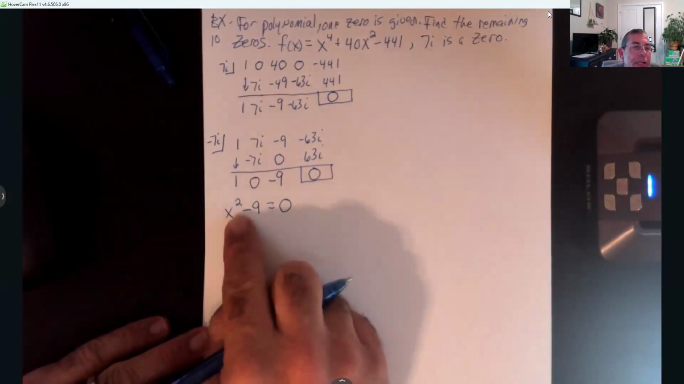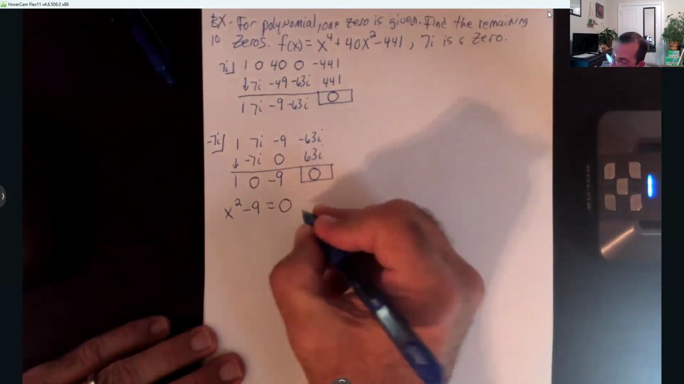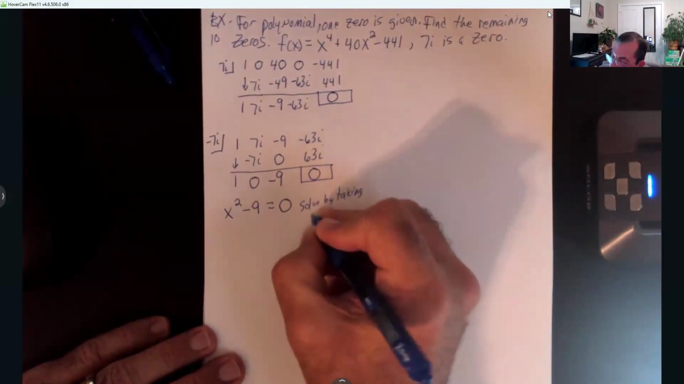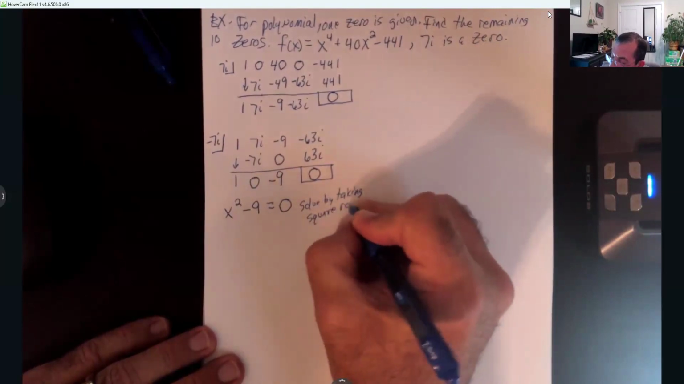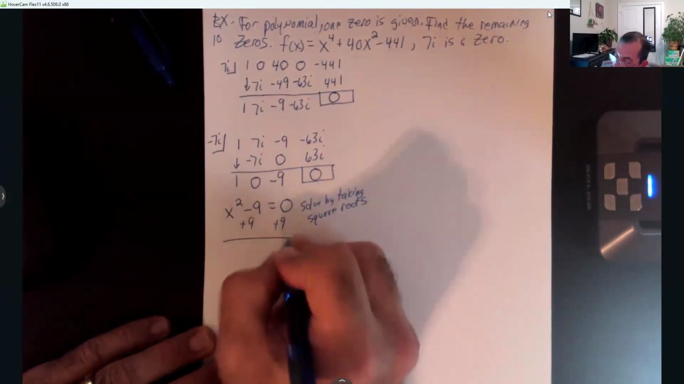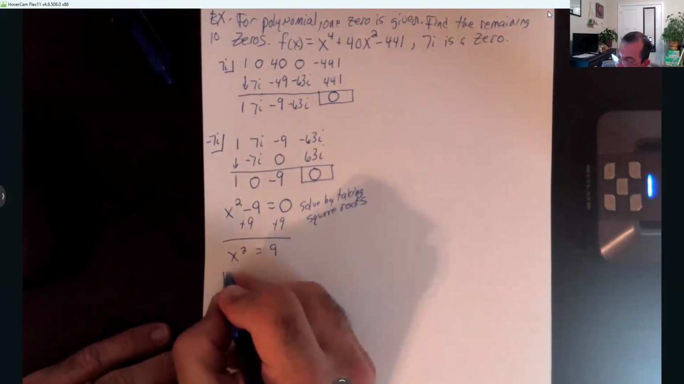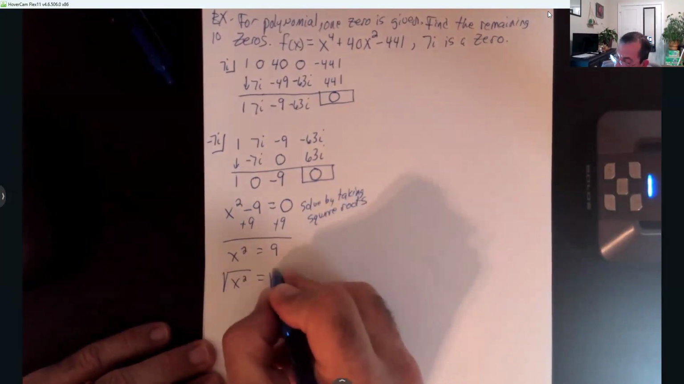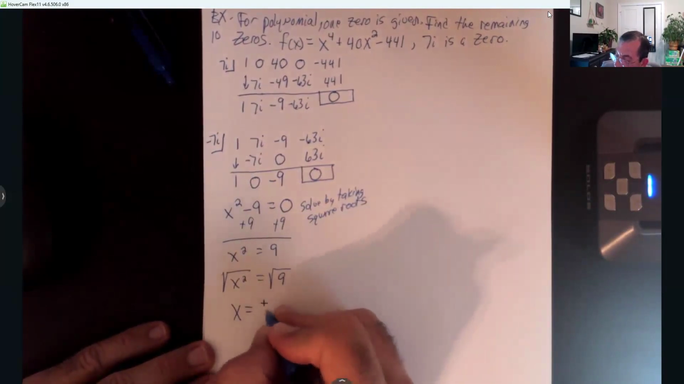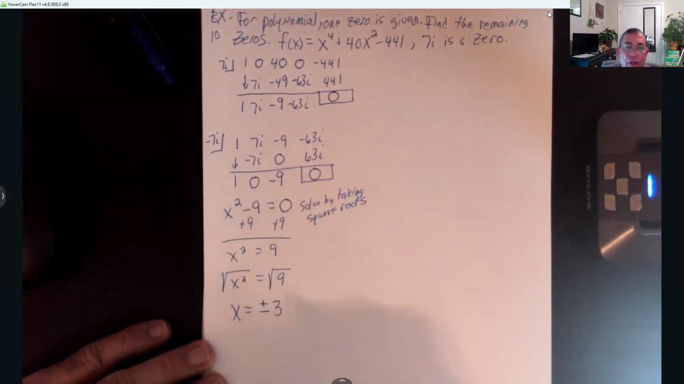So we're going to get our last two zeros by doing the square root. So once again, I'm going to solve by taking square roots. All right, so I would add my 9 to both sides, get that x squared by itself. Take square roots of both sides. So square root of x squared gives me x. That's going to equal a plus or minus, and y'all square root of 9 is 3.